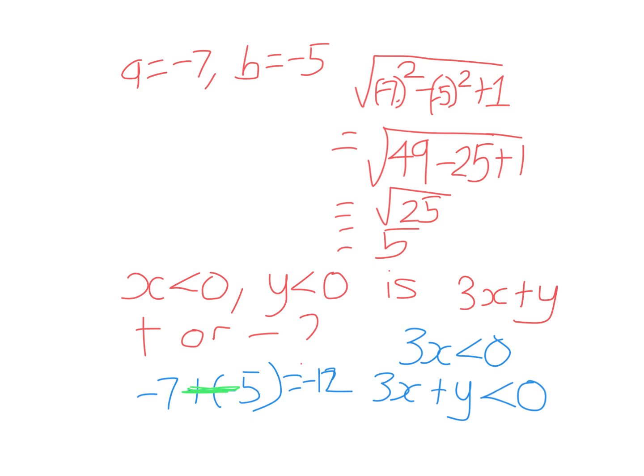I want to make this point again, and I know it's confusing. 2 negatives make a positive. That's for multiplication or division. 2 negatives multiply or divide to give a positive answer, but if you have a negative plus a negative, the answer is still negative.